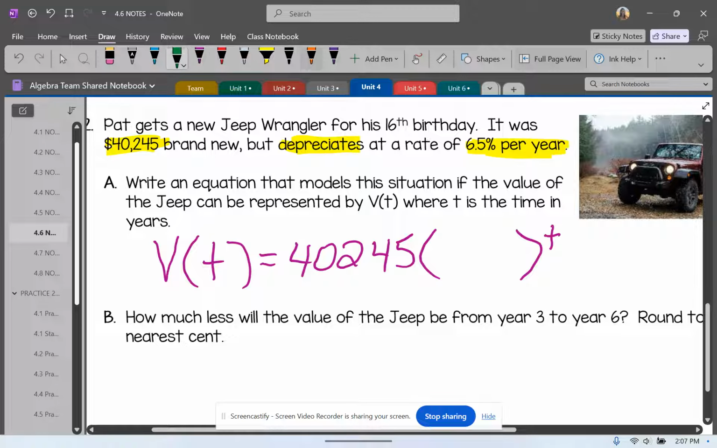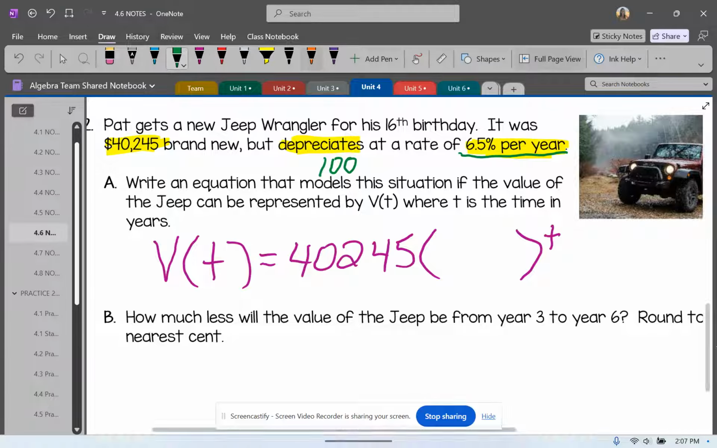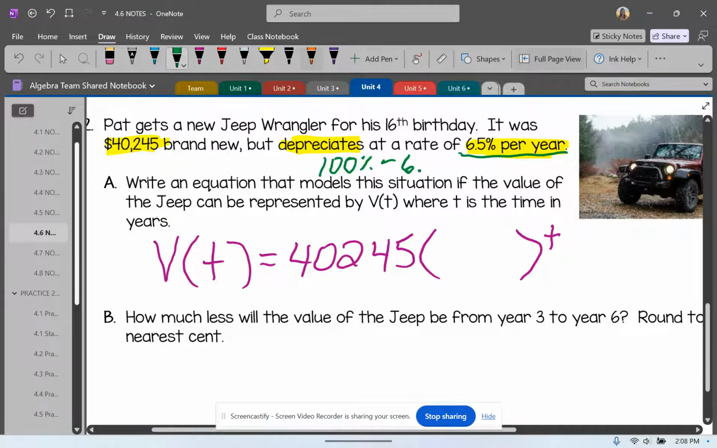Well, what is that something? That's where our percent comes into play. So 100% minus 6.5% is 93.5%, but we can't use percents in our equation. We have to move our decimal place over 2 spaces to the left to write this as a decimal. So 0.935.